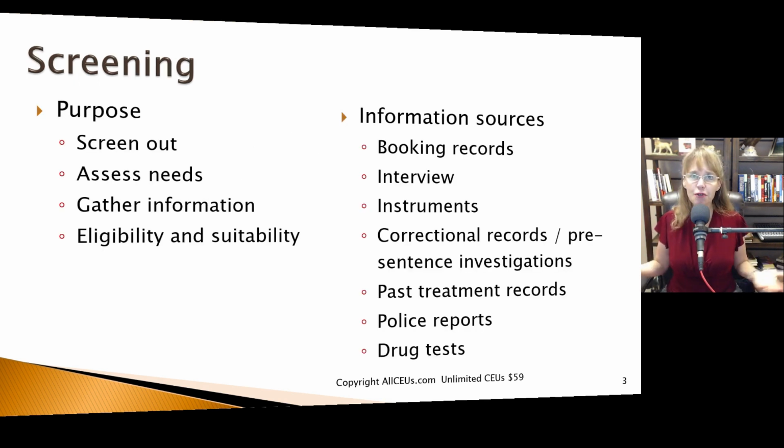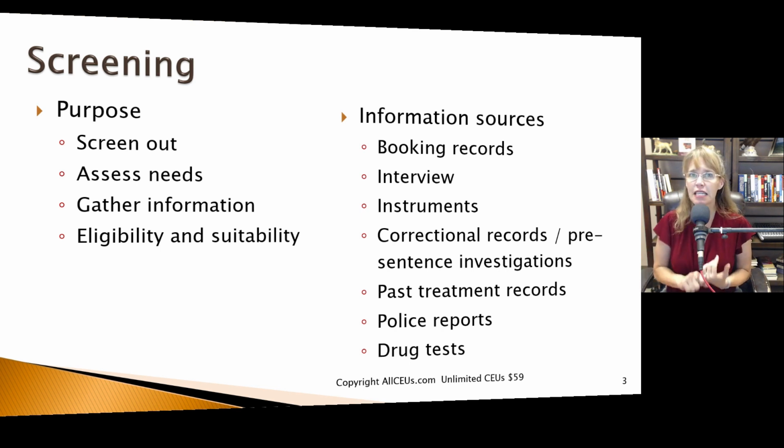The first thing we do when somebody comes into the criminal justice system is screening. Basically, we want to screen out certain people. We want to figure out if they have mental health issues, substance use issues. Those are going to be screened in to the treatment area, if you will, and then screen out people who are not presenting with current mental health or substance abuse issues.